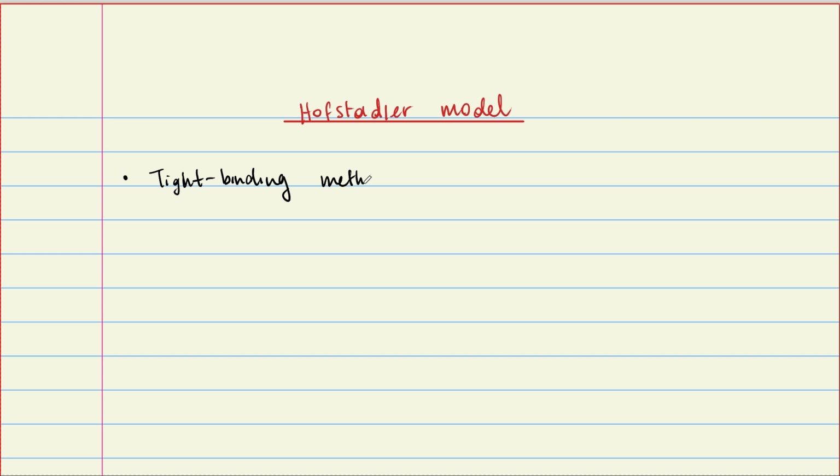I want to work out some details about the Hofstadter model. First, let me remind you of the tight binding method. Let's focus on 2D, and I'll start with B equal to 0, but I'll generalize it later.